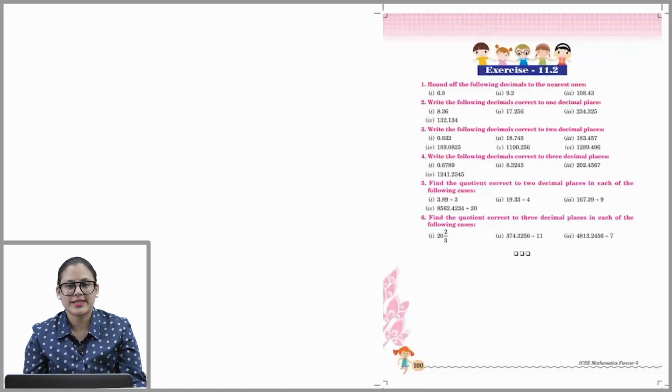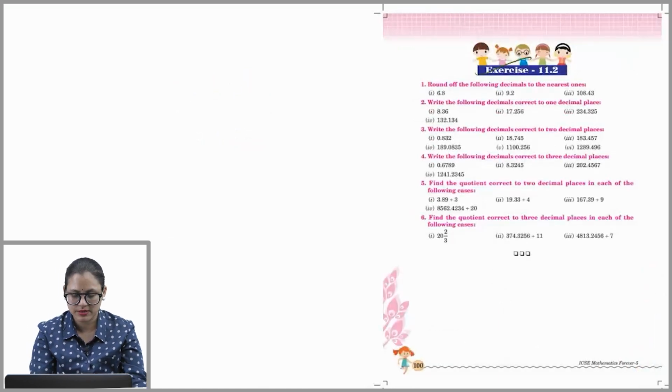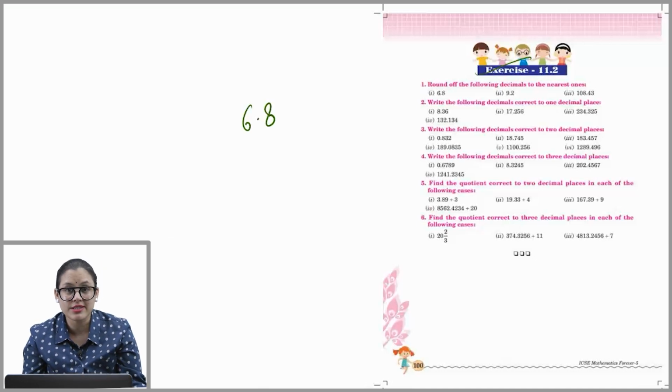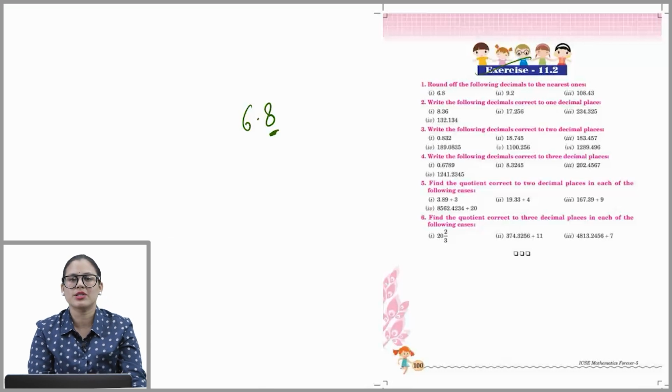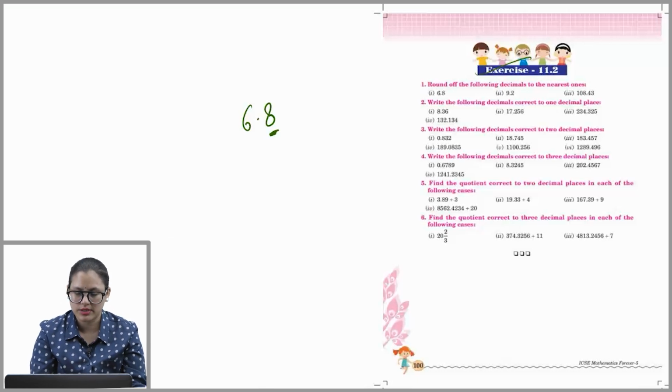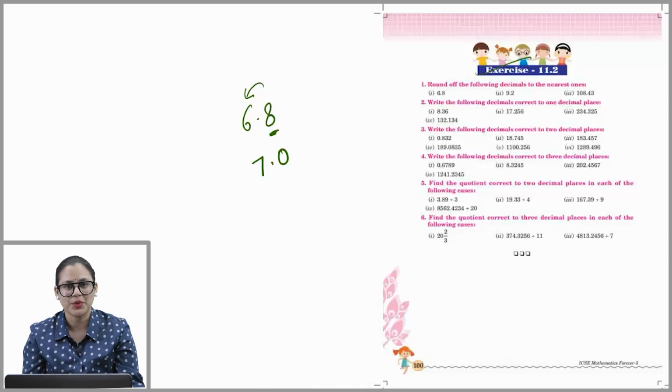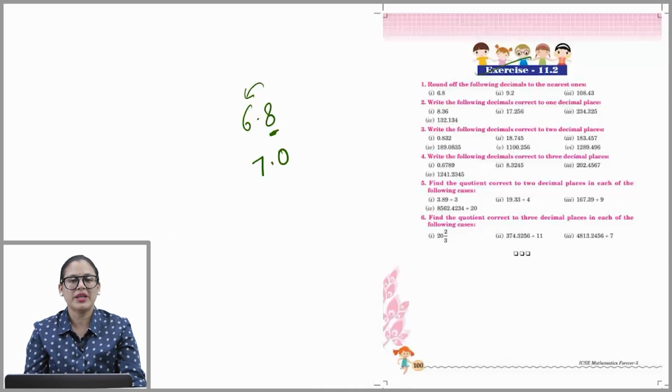Now let's do exercise 11.2. Question number 1. Round off the following decimals to the nearest ones. Okay, so we will look at the digit which is at 10th place. It is greater than 5. So this digit will be increased by 1. That is 6 will become 7 because 6 plus 1 is 7 and we will replace 8 by 0. Okay students. Now you will do remaining questions of this exercise.